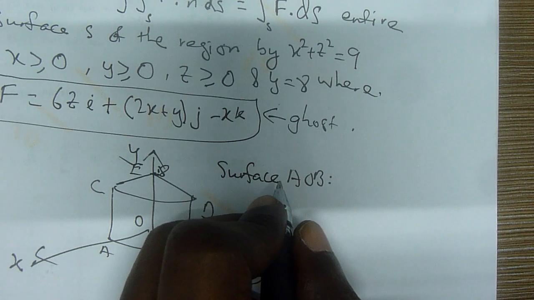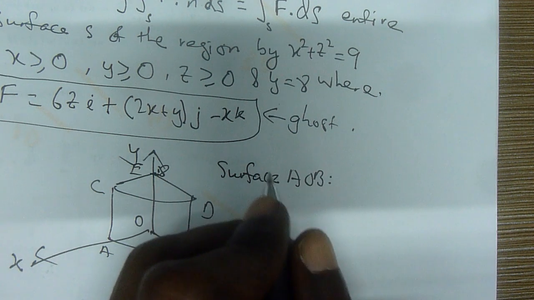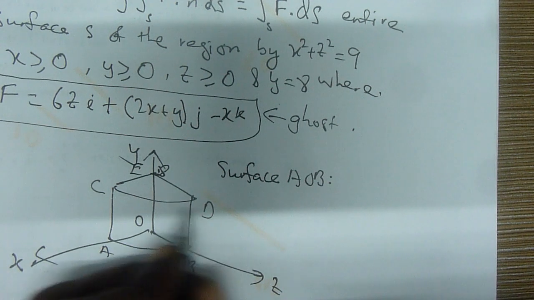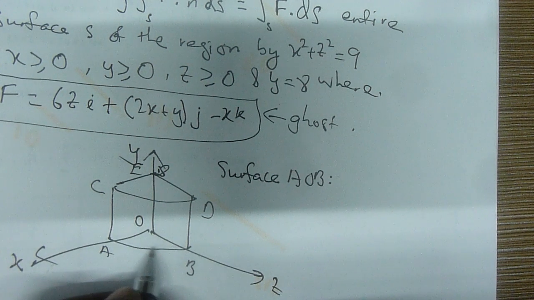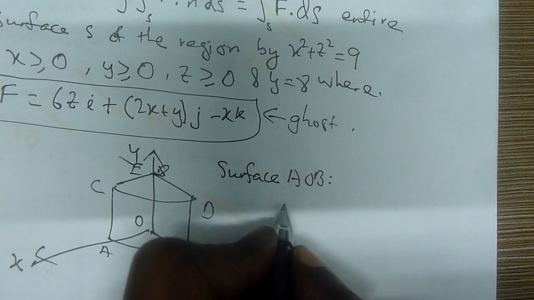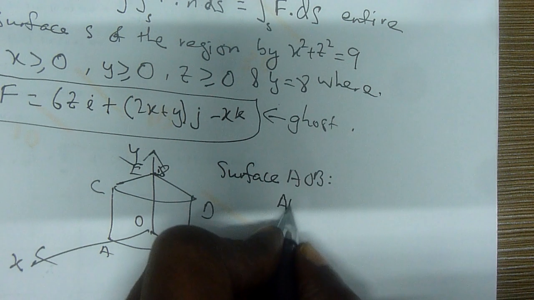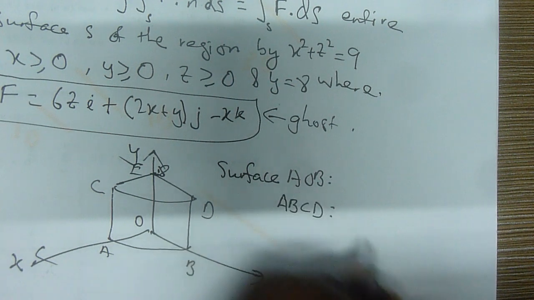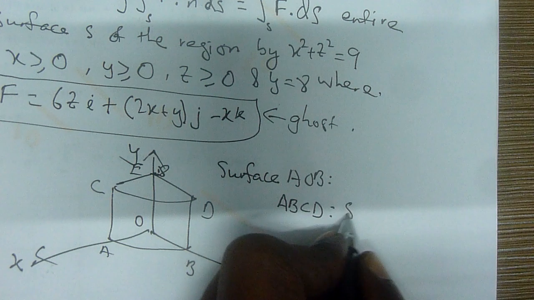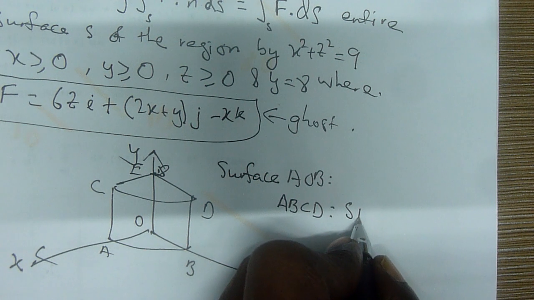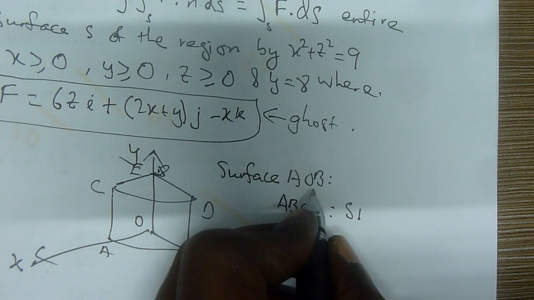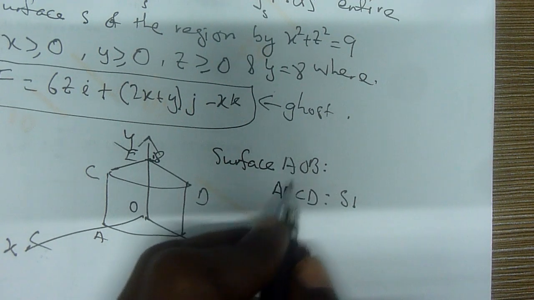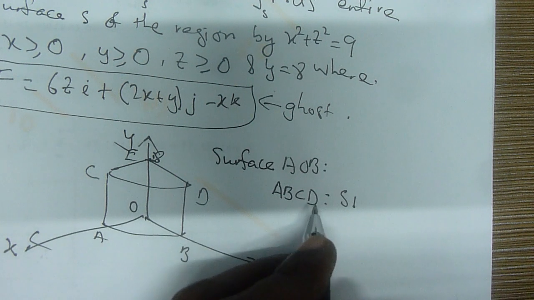Actually, A, B, C, D. One of the most important surfaces is A, B, C, D. This is an important one, and it is my priority later, but I call it S1. Please don't confuse, okay? I make it a little bit flexible.